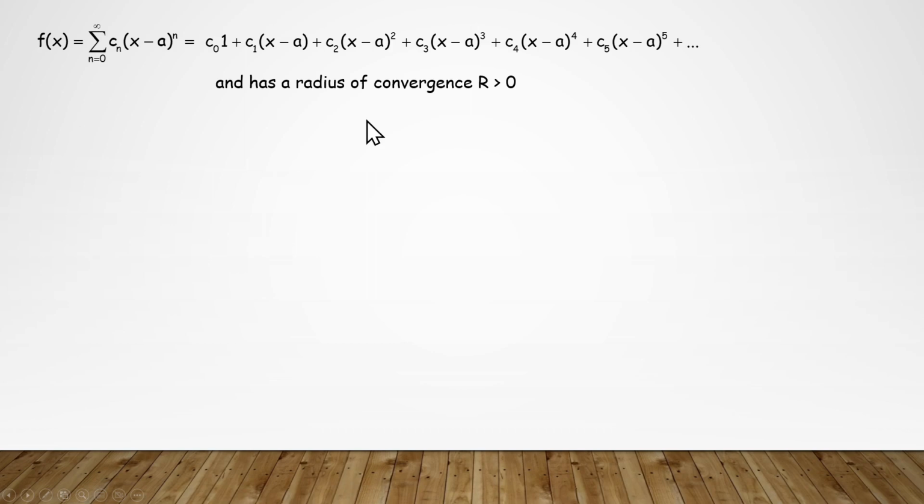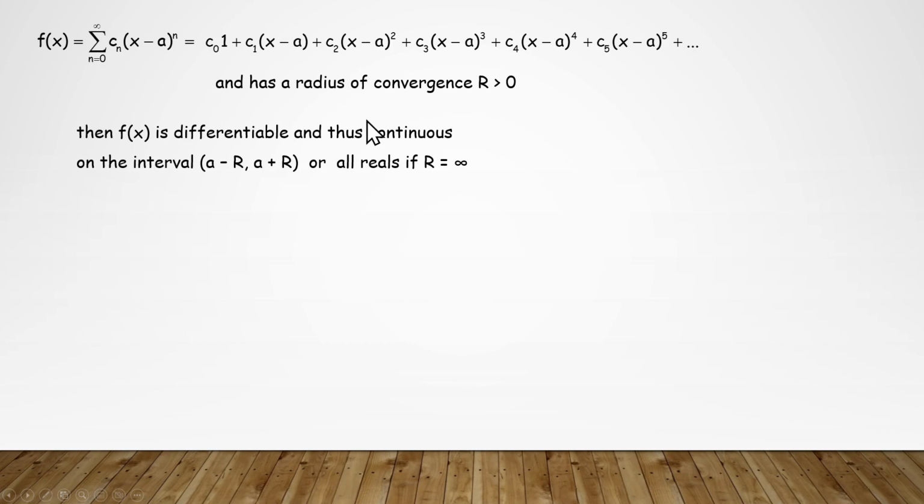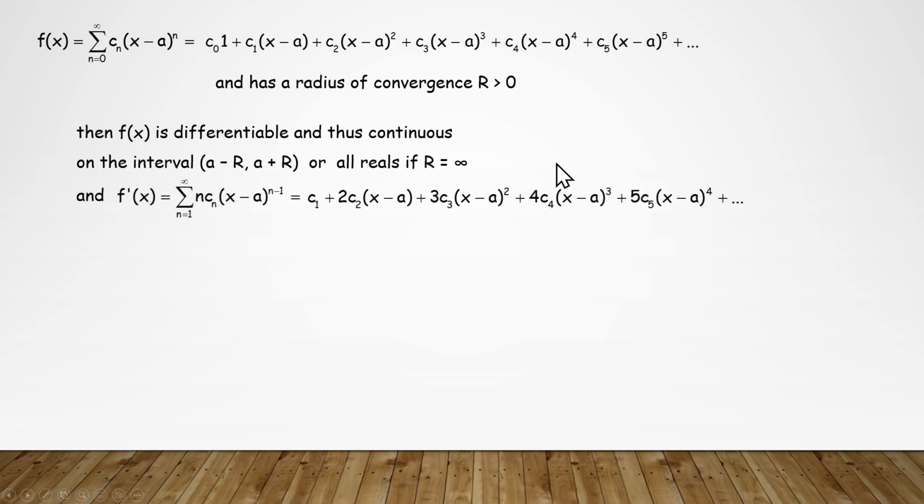When we have that set up, we will be able to say f of x is differentiable and thus continuous on the interval from a minus r to a plus r, so center out to its radius on both sides. Notice we are not including the endpoints. We'll have to deal with that later. Now, if the radius of convergence was by chance infinity, we don't have to worry about that because it would be all reals.